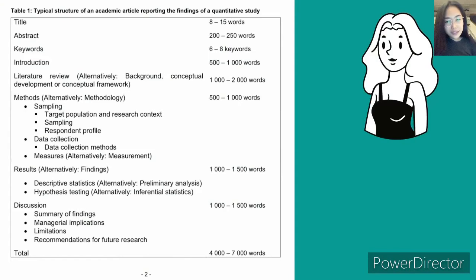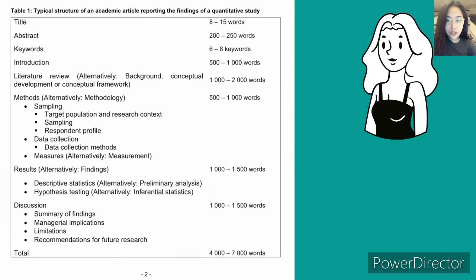Hello guys, do you want to know how to write a wonderful article in order to be a successful researcher? So stay with us. Today we are going to get acquainted with the structure of an academic article. First of all, a successful article should include these elements. Firstly, its title, abstract, keywords, introduction, literature review, methods, results, and discussion.